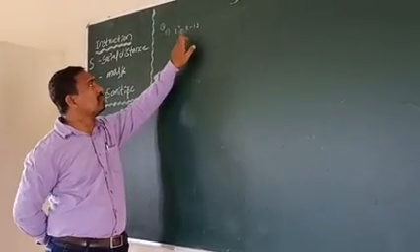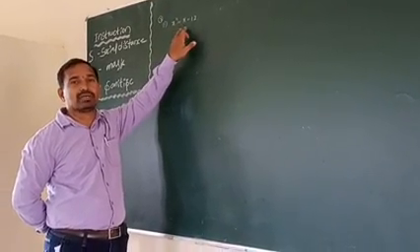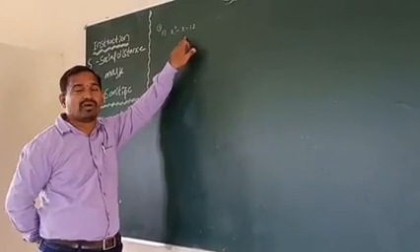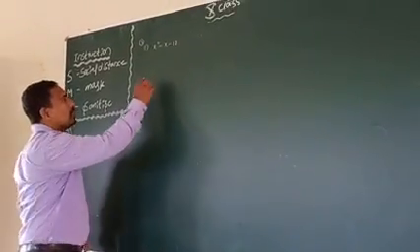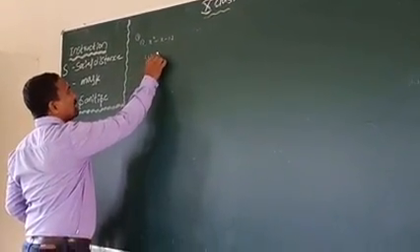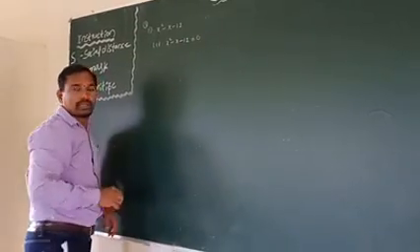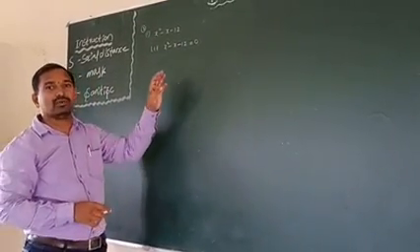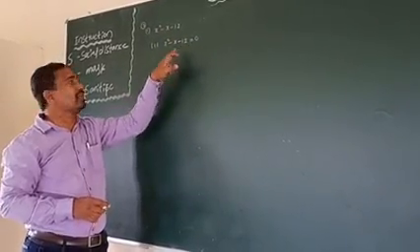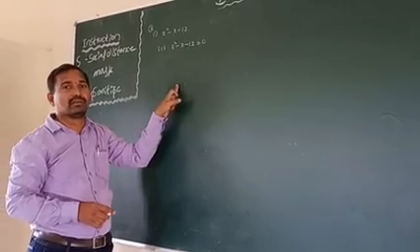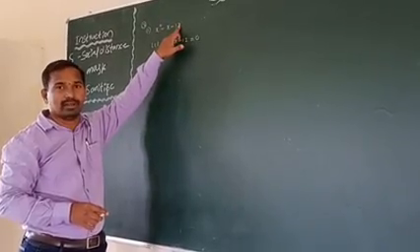To draw the graph of the quadratic polynomial, first let us find the zeros of the quadratic polynomial. To find the zeros, first assume this quadratic polynomial is equal to 0. Now, find the solutions of this equation. The solutions of this equation are the zeros of the quadratic polynomial.